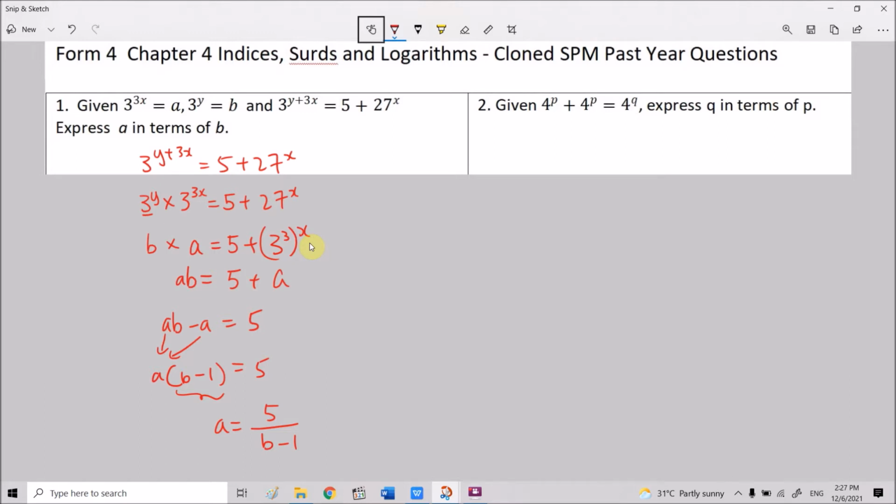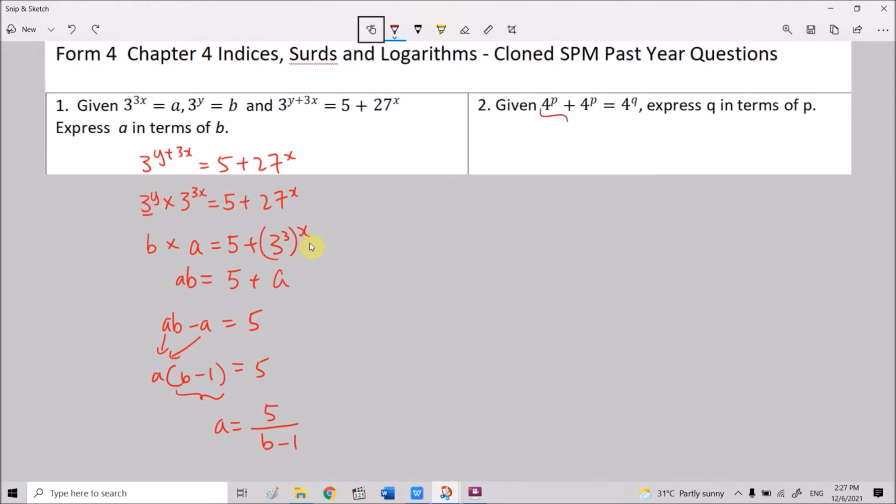Now we go to question number 2. Given 4 to the power of p plus 4 to the power of p equals 4 to the power of q, express q in terms of p. Okay, so again, notice that the p and the q are the indices. So we need to do something here. We try to simplify this.